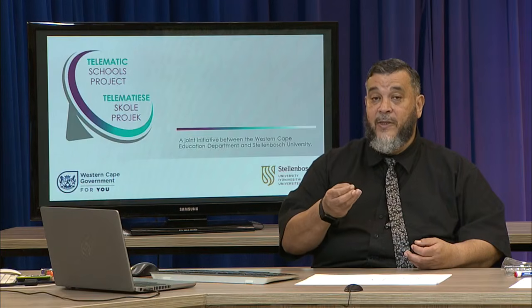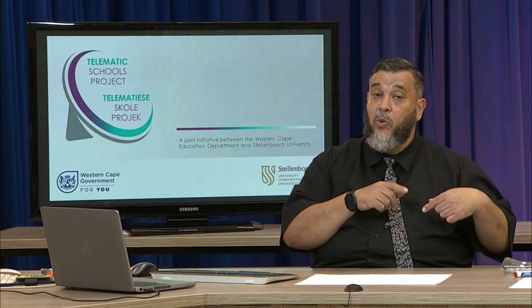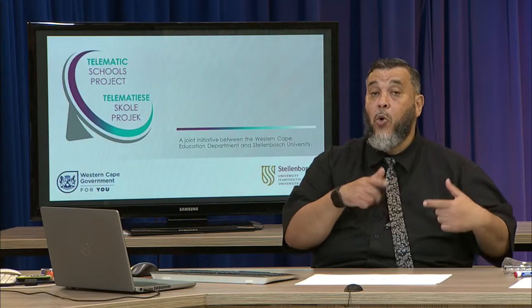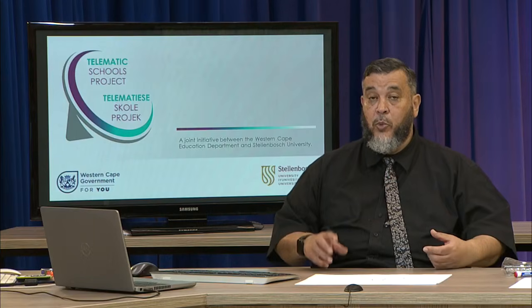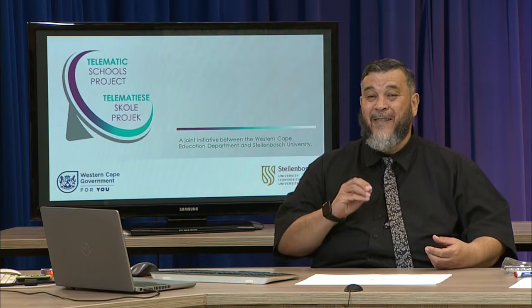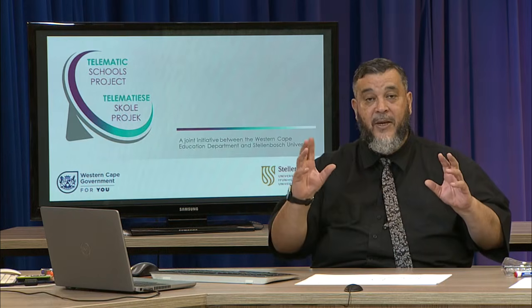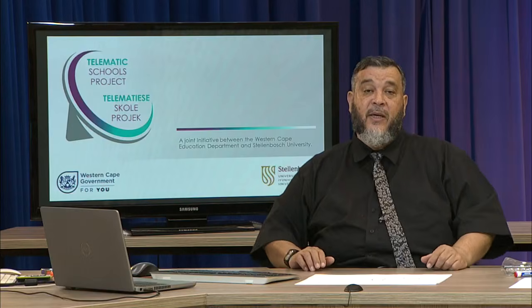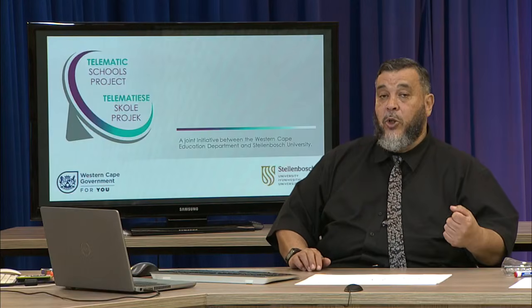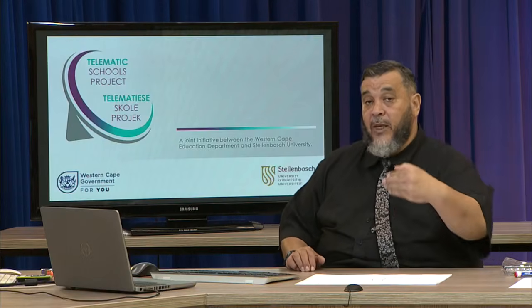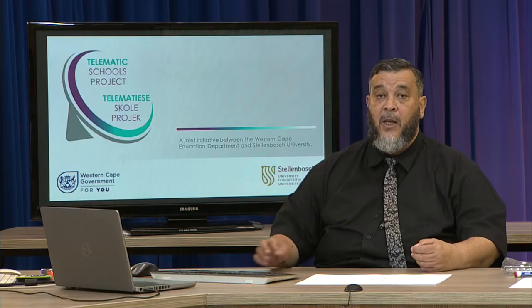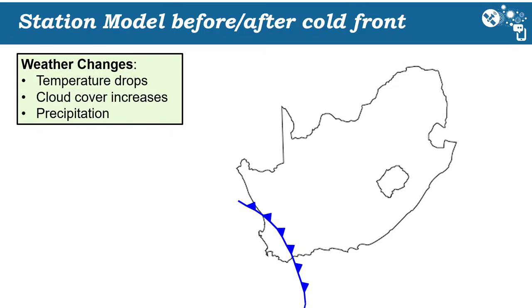We can use these elements to tell us a little bit more about what is happening in an area or what is going to be happening. You will learn to start identifying patterns. When this is the case and that is also happening at the same time, this will be the result. Those sorts of things are what we will be looking at from now going into grade 12. Right, so let's move on. Let's look at the weather station model before and after a cold front.